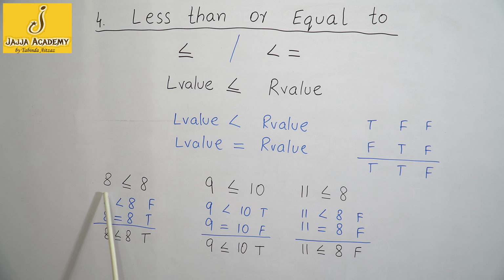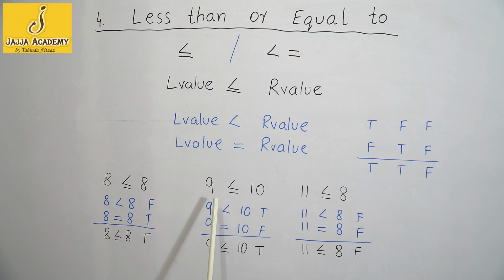For example, 8 is less than or equal to 8. Let's split this condition into two conditions. Is 8 less than 8? No, 8 is not less than 8. But 8 is equal to 8. So it will produce a true result. As one of the conditions is true, the answer of the less than or equal to operator, 8 is less than or equal to 8, will be true.